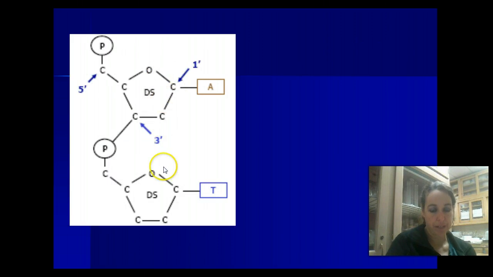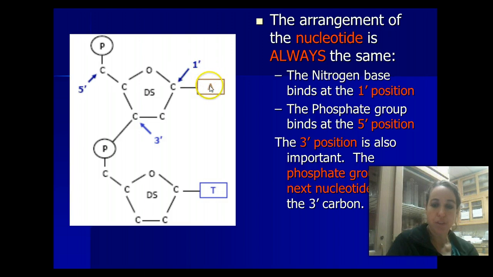So let's look at a strand of DNA in our numbering. The numbers that we're concerned with are the 1, the 3, and the 5. The 2 and the 4 don't connect to anything other than within the sugar, so we're not really going to focus on those. The 1, the 3, and the 5 are what's important. So it's always the same. The nitrogen base attaches to the 1, and the phosphate is at the 5 of one nucleotide. So the 1 and the 5 are one nucleotide. The 3 is also important because it attaches to the phosphate of the next nucleotide. So 1 and 5 are within the same nucleotide, and then 3 is involved with bonding to the next nucleotide.